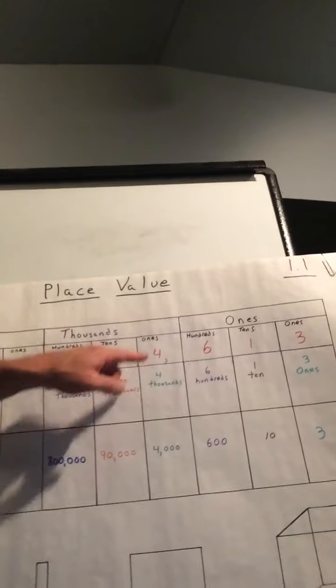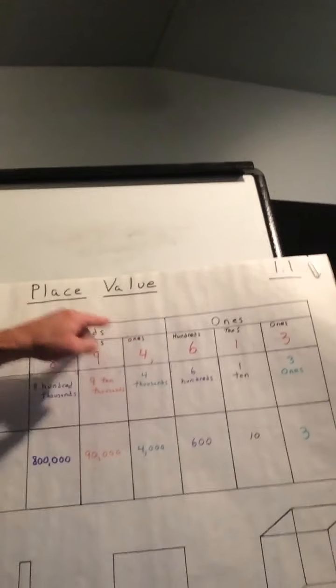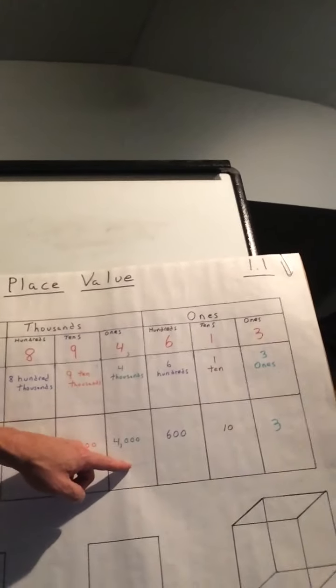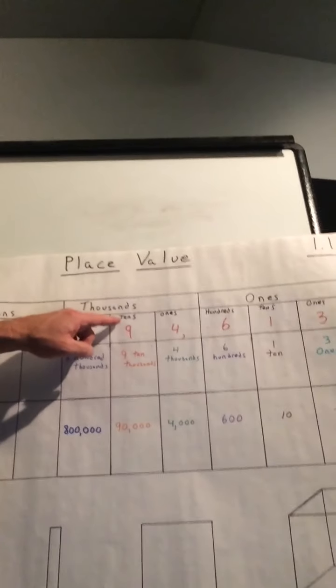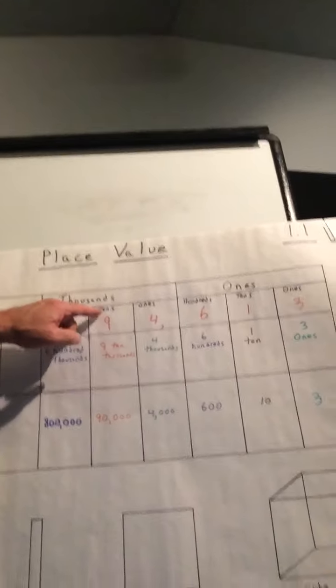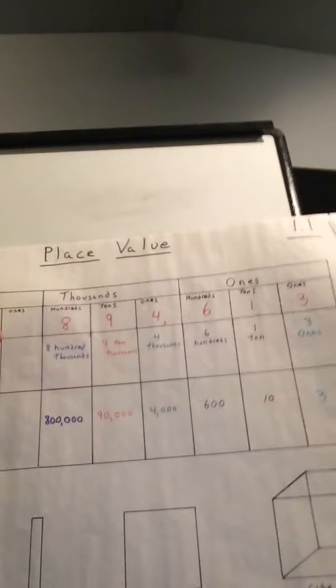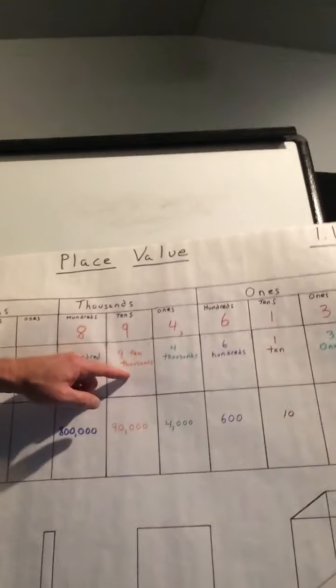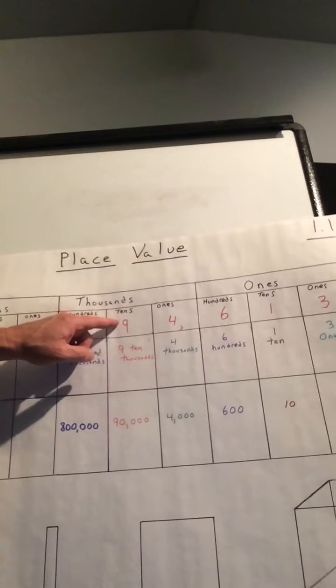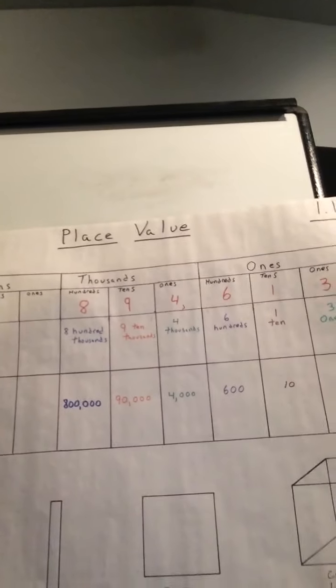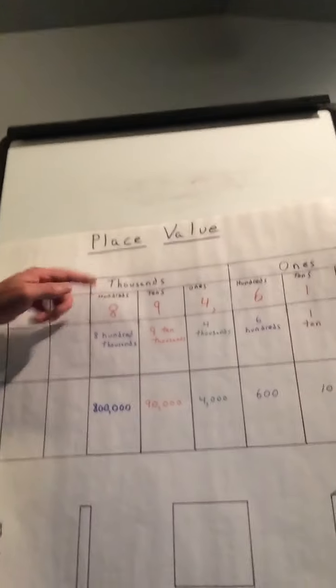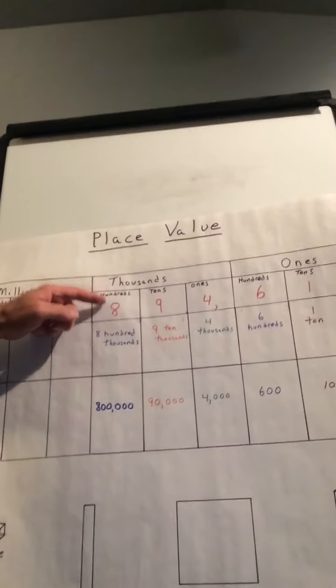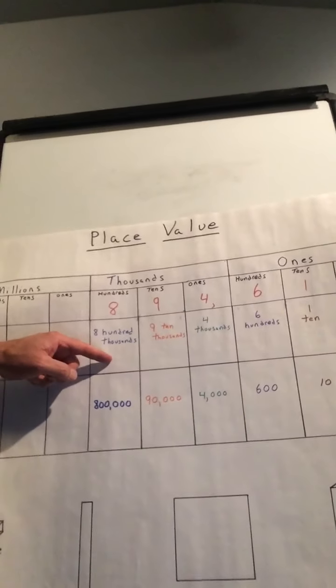We have 4 in the 1000s place, so that's equal to 4,000. The 9, the value we want to figure out, is in the tens of thousands place. So really it's 9 ten thousands. So what you're doing is 9 times 10,000, and that would equal 90,000. And then if we look at the hundred thousands, we have 8 hundred thousands, which is the same as 800,000.